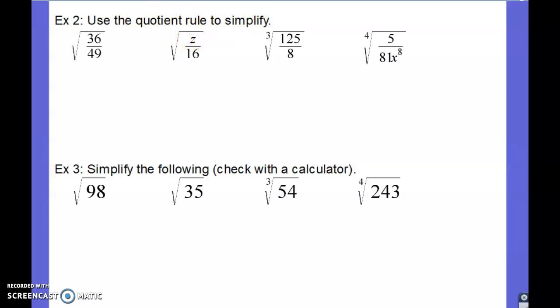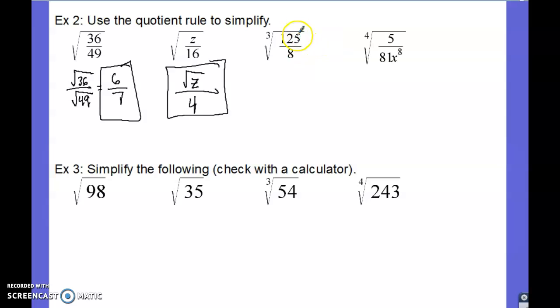Now before I do this, what I need you to do is to recognize that we cannot leave a radical in the denominator, but this one's pretty easy because as we square root each piece, they're going to be perfect. The square root of 36 is 6, the square root of 49 is 7. Okay, that's what they mean by the quotient rule. Just do each piece individually. So I'm not going to show that step again. The square root of z over the square root of 16, which is 4.